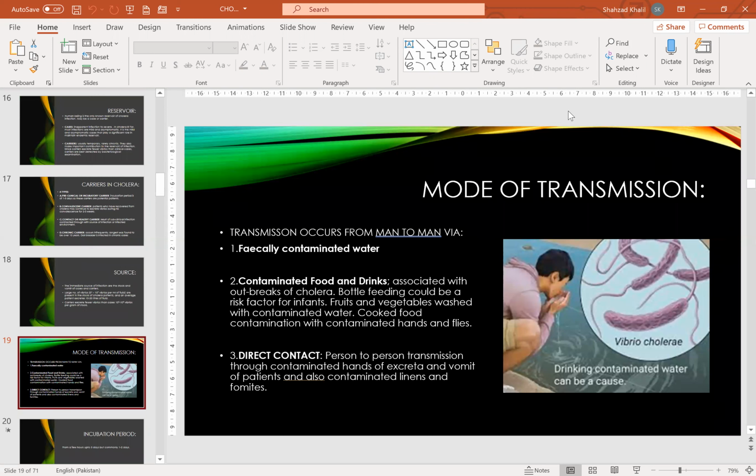Mode of transmission. Transmission occurs from man to man via fecally contaminated water, contaminated food and drinks. Associated with outbreaks of cholera, bottle feeding could be a risk factor for infants. Fruits and vegetables washed with contaminated water, cooked food contaminated with contaminated hands and flies. Direct contact, person to person transmission through contaminated hands, excreta and vomit of patient, and also contaminated linens and fomites.